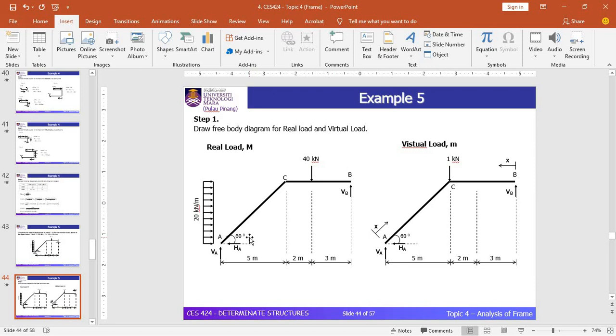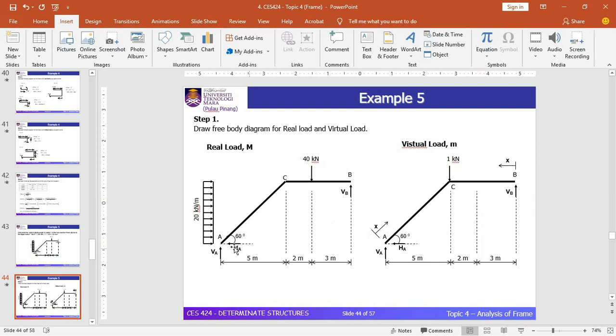The number of cut sections for member AC is 1, and the same goes for the virtual diagram, which is 1. But in member CB, for the real diagram you can see that there are two cut sections due to this 1.40 concentrated point load. But in the virtual diagram you only have one cut section, because in order to tally with the real diagram, the moment equation for this member, from B to this point and this point to C, is similar. In other words, you just need to cut one time. It's not necessary to cut two times because the equation of moments is similar.